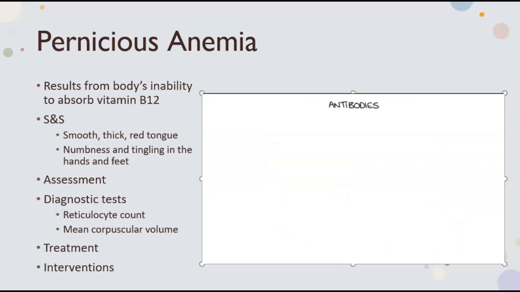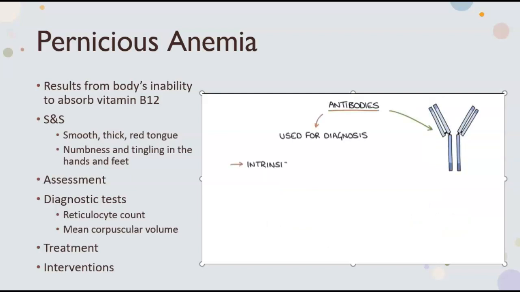So there's two antibodies, and testing for autoantibodies is used to diagnose pernicious anemia. The first is intrinsic factor antibodies, which is the first line investigation, and the second one is gastric parietal cell antibody, which can also be tested but tends to be less helpful.